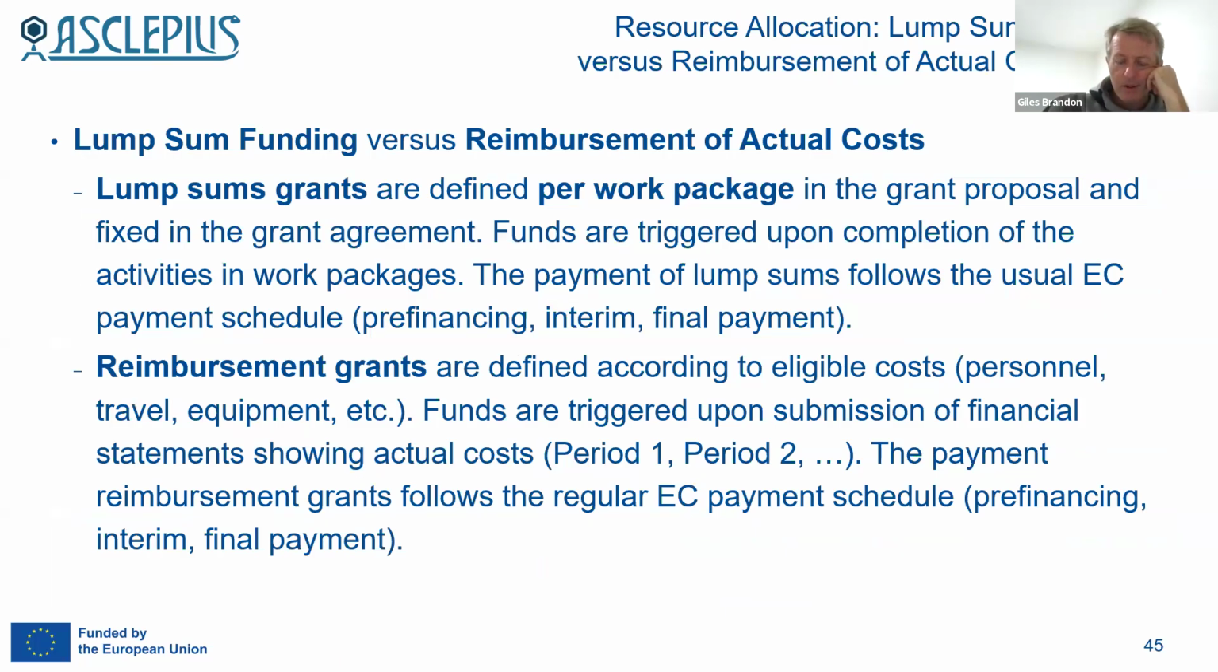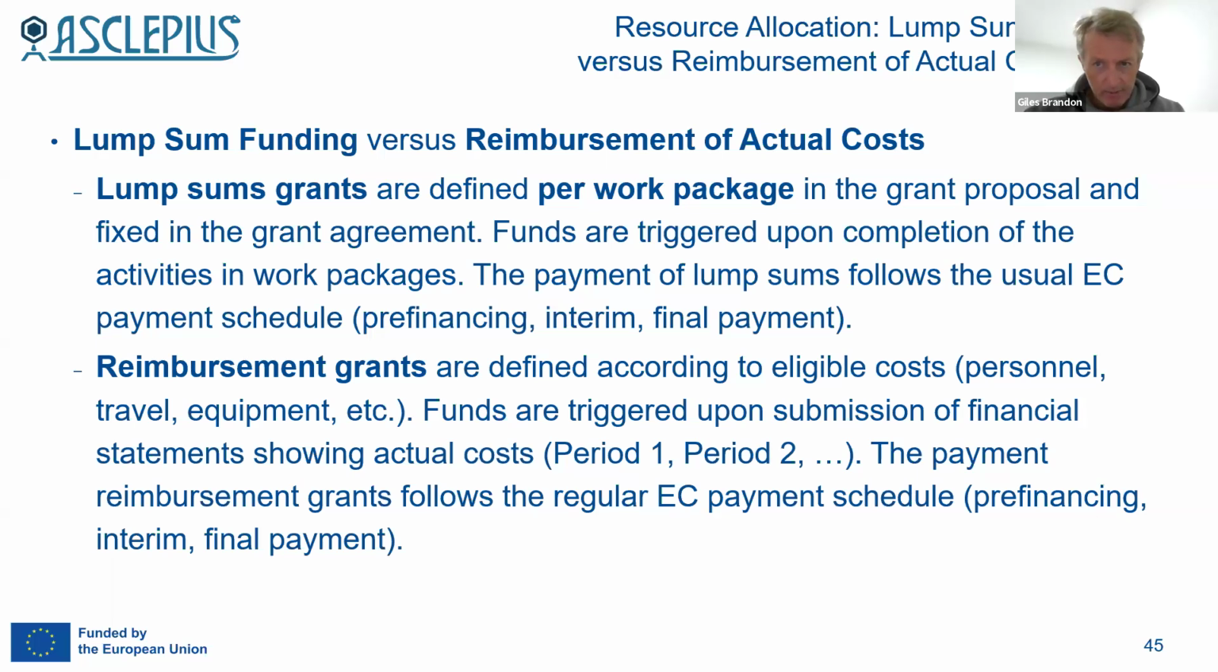So look, that's a lot of words, a lot of slides about part B, about these sections 1, 2, and 3. I want to talk now about the resource allocation, which is about person months and budgets. I'm going to start off by really focusing some words and some slides on the budget, the costs. The thing to understand here, and this is the first bullet point on the slide, is lump sum funding versus reimbursement of actual costs.